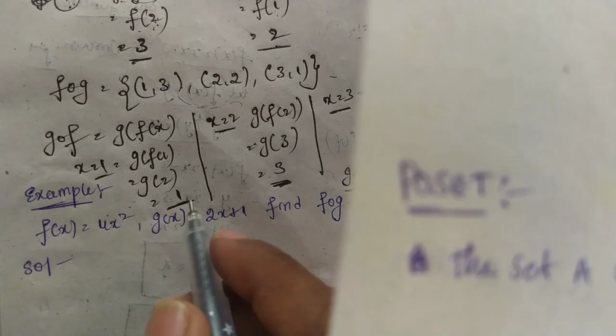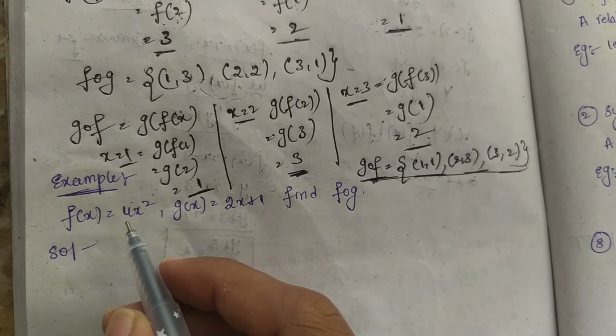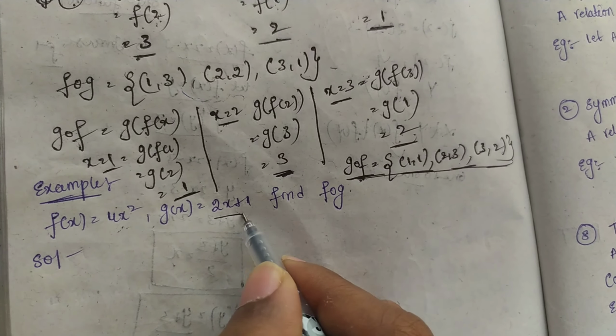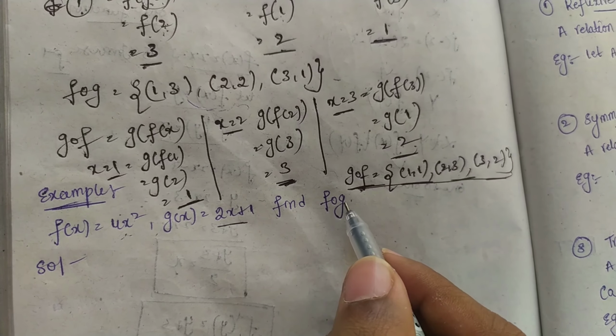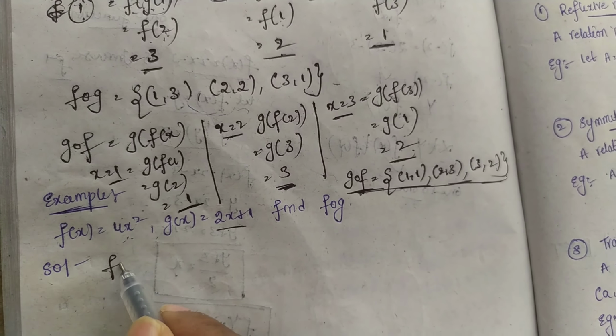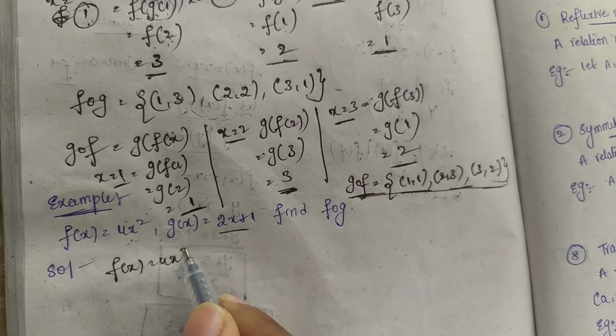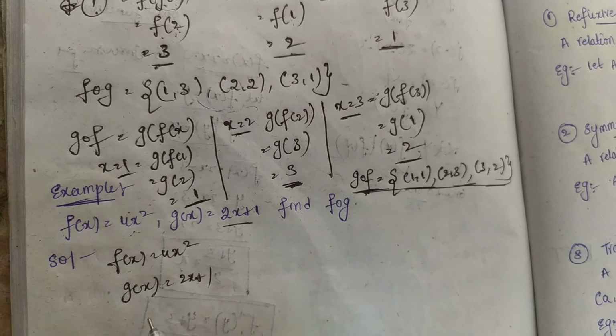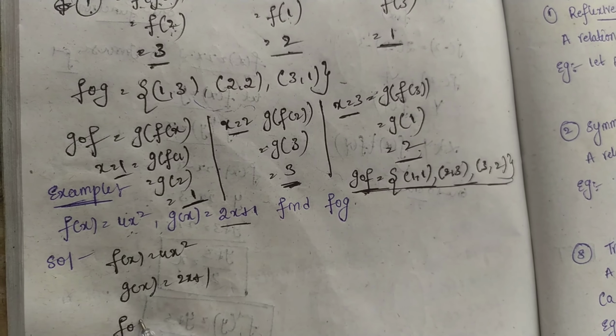Now take another example. Here given that f of x equals to 4x square and g of x equals to 2x plus 1, find f circle g. Here f of x equals to 4x square is given and g of x equals to 2x plus 1 is given. We have to find f circle g.